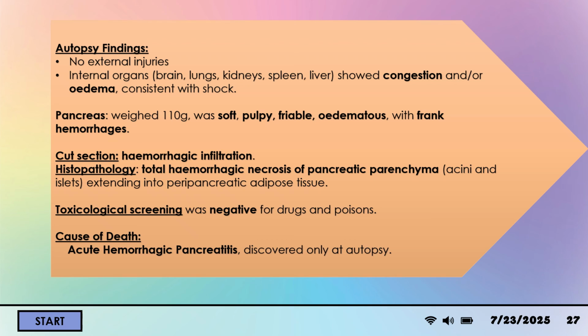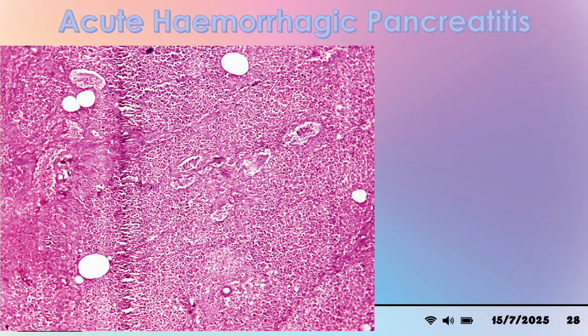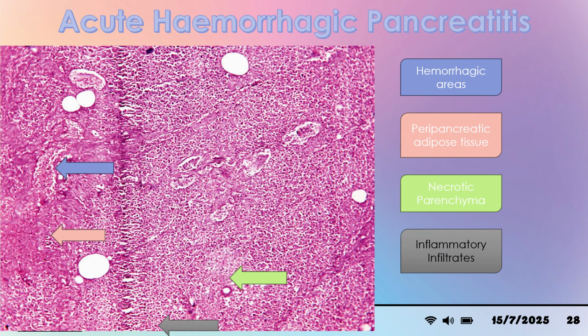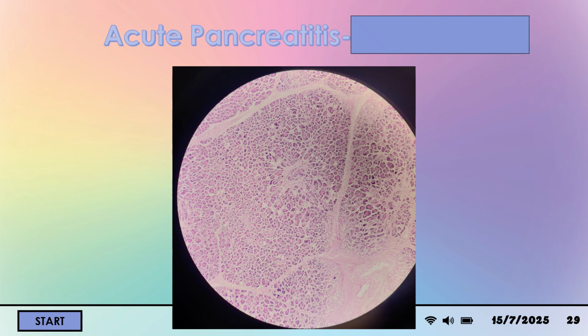So this represents the slide of the person. This one represents the hemorrhagic necrosis, this is the peripancreatic adipose tissue, and this represents the necrotic parenchyma, and then inflammatory infiltrates. So this is an acute pancreatitis case that we did on autopsy.